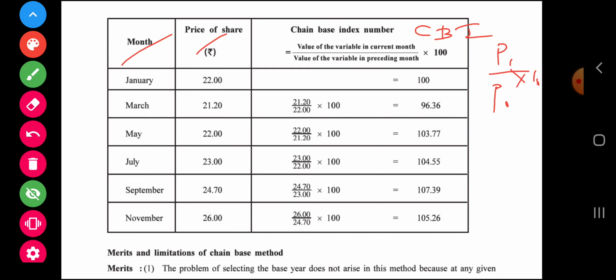So if you go to calculate for January, P1 is available, but P0 is not available, because what is preceding to January? Preceding to January is say December, but the data of December of previous year is not given. So in that case what we have to do is that the chain base index of first year is always taken as 100. You directly put 100. Now second year onwards, see what happens.